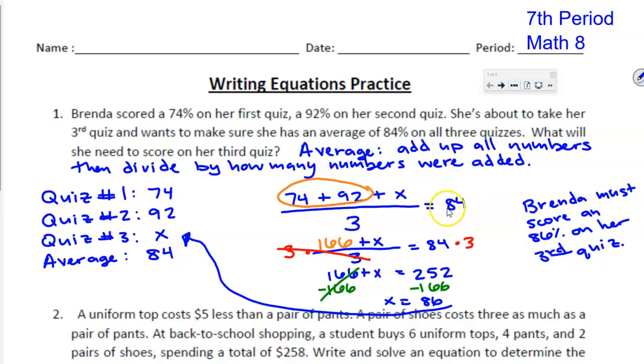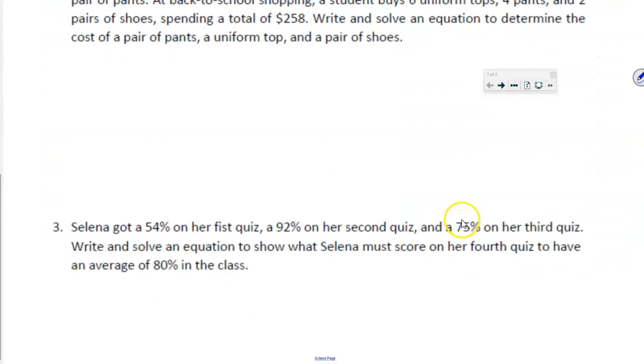If you review, problem number 3 is very similar. Selena got a 54% on her first quiz, a 92% on her second quiz, and a 75% on her third quiz. Write and solve an equation to show what Selena must score on her fourth quiz so she has an average of 80% in the class.